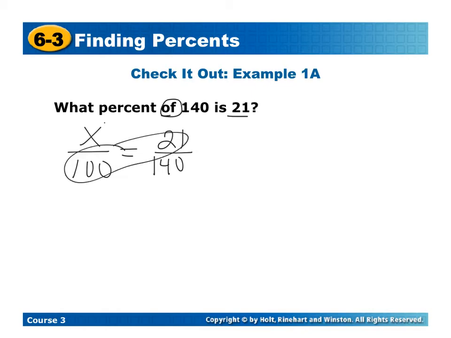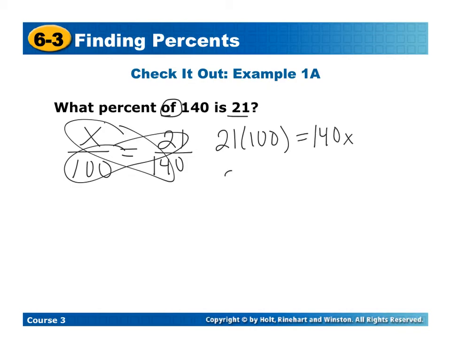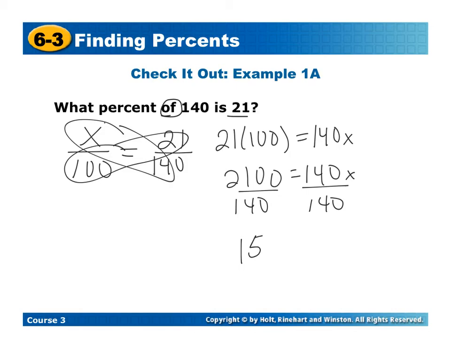I'm just going to go ahead and do those cross products. So I have 21 times 100 is equal to 140 times x. So this would be 2,100 equals 140x. I'm going to divide by 140, and you're going to get an answer of 15 equals x, so our answer would be 15%.